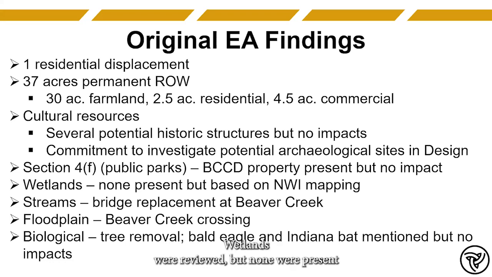Wetlands were reviewed, but none were present based on National Wetland Inventory mapping. As far as streams, the EA identified Beaver Creek and the need to replace the bridge over that creek, and also associated with the creek is a floodplain that would have to be crossed. As far as biological resources, the EA identified tree removal areas and identified the bald eagle and Indiana bat as species present in the general vicinity, but mentioned no impacts to them.